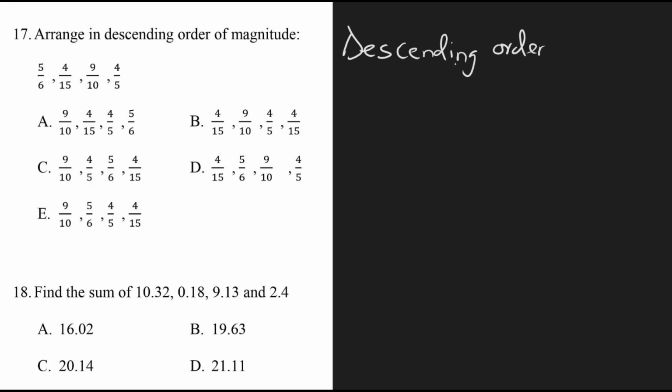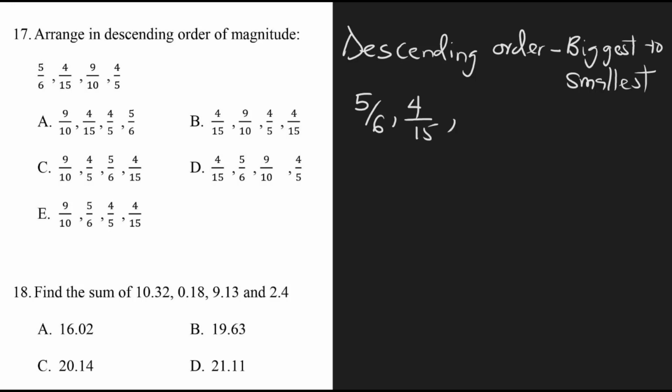What's the meaning of descending order? Descending order means from the biggest fraction to the smallest. Right? So from the biggest to the smallest. And remember we have 5 over 6, comma, 4 over 15, comma, 9 over 10, and we have 4 over 5. So these are the fractions.